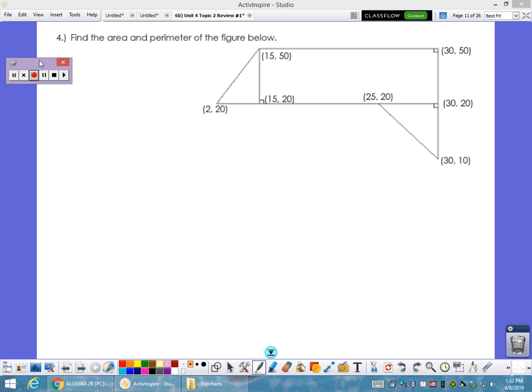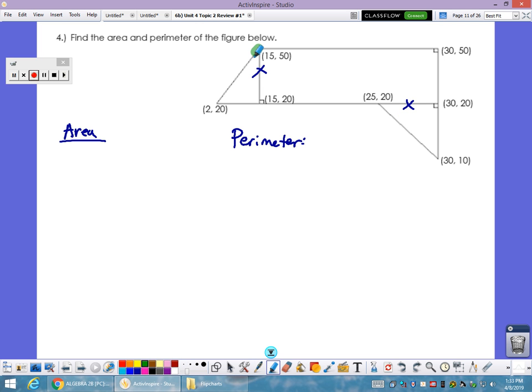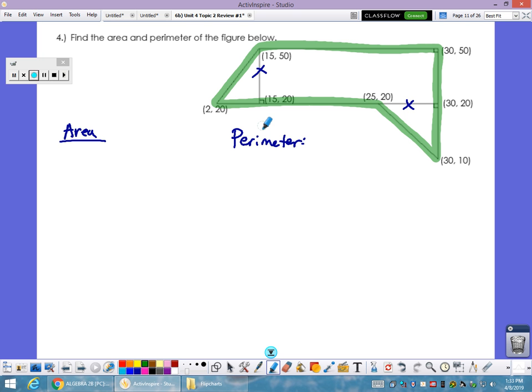Okay, this is the new exciting stuff. Find the area and perimeter of the figure below. Okay, so area, perimeter. So perimeter, we don't need this section. We don't need this section, right? Perimeter, we're only taking, let me highlight it, we're only going around the outside of the figure, right? So those are the lengths that I need to figure out.